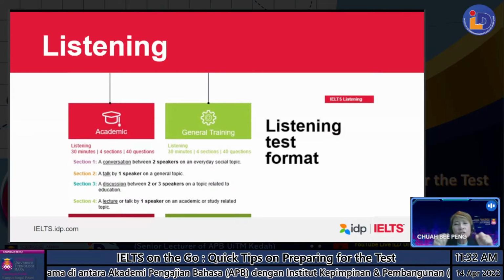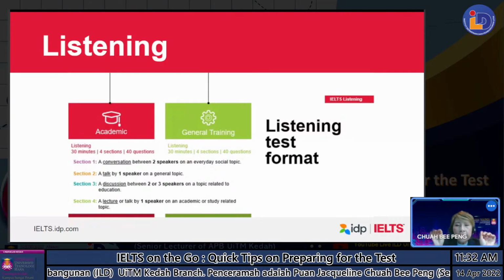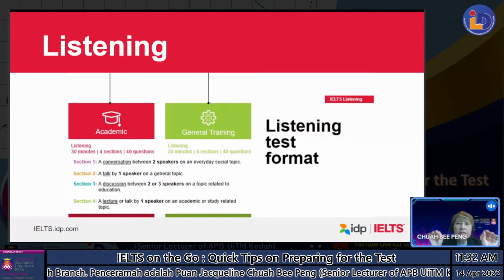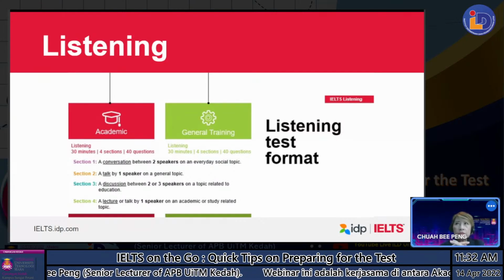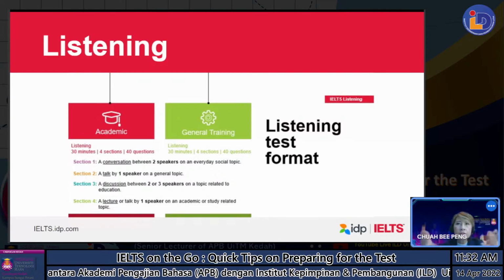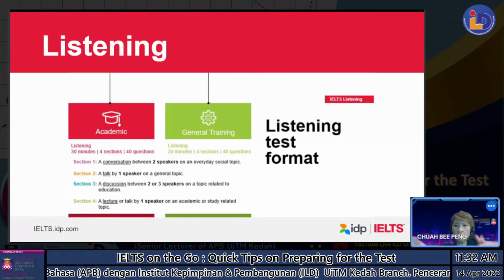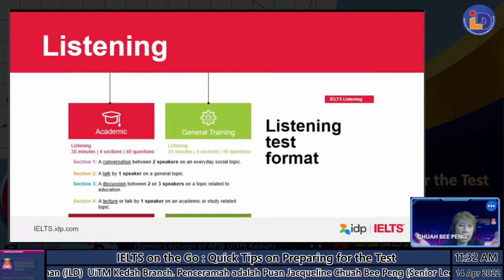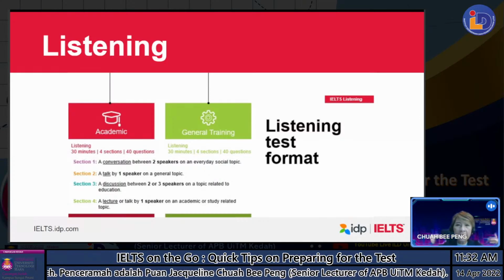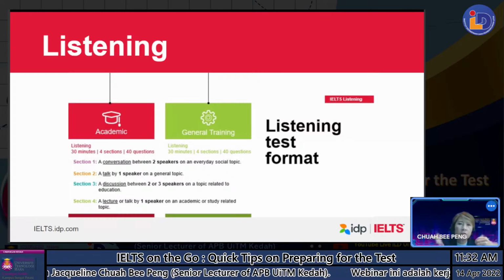And then section 3 will be a little bit more on the academic slant, in which it involves a discussion between 2 or 3 speakers on a topic related to education. A very common example would be a discussion between a supervisor and the students on research topics, or some assignments or project. And lastly, you have an expert giving a lecture or a talk on an academic or study-related topic.